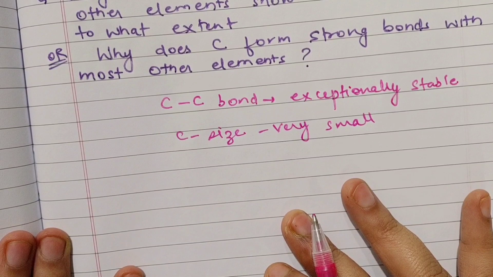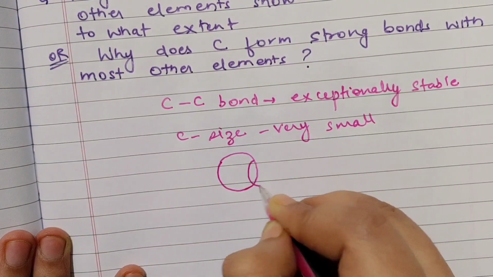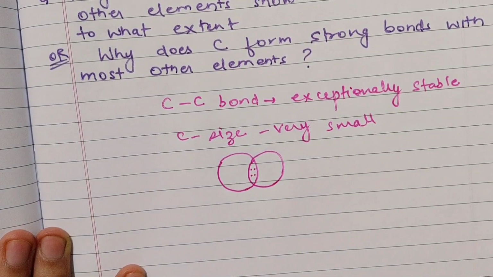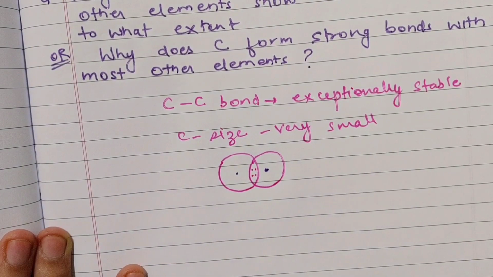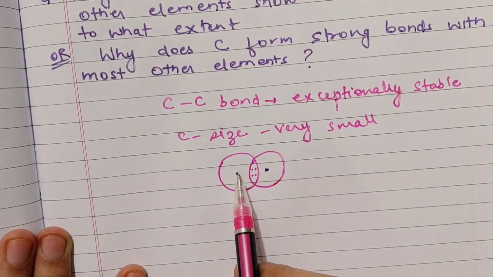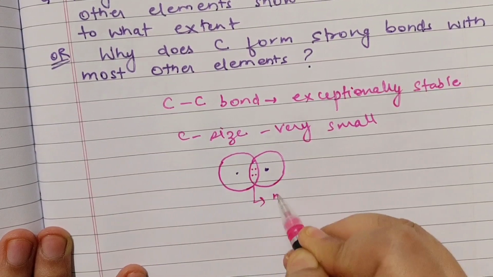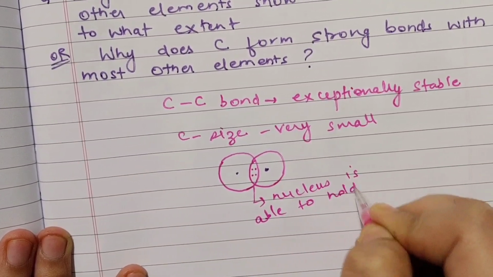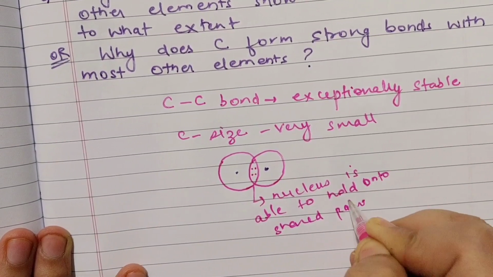So what happens if the size is small? Let's say this is 1 carbon atom, this is the other carbon atom, okay? They are sharing electrons, right? And let's say this is the nucleus, okay? If the size is small, the distance between nucleus and electron is not much. In that case, nucleus is able to hold on to the shared pair of electrons.